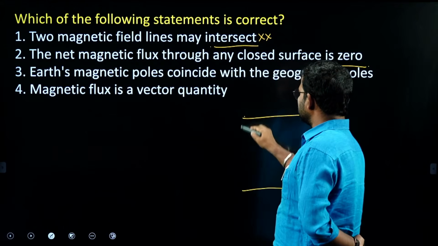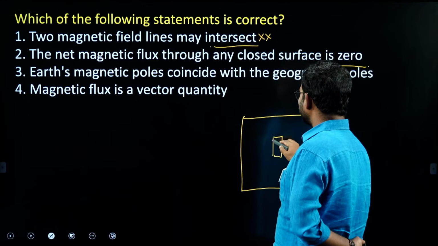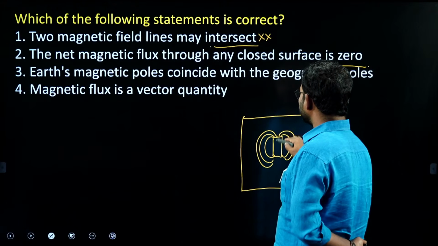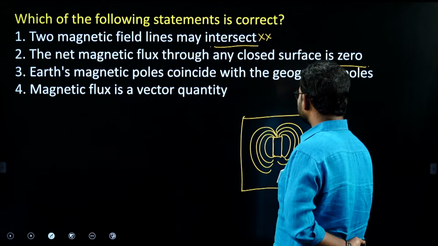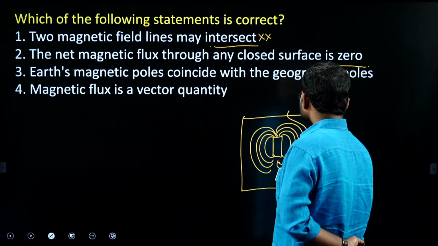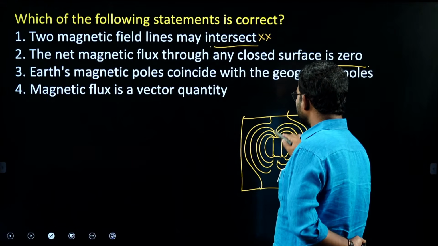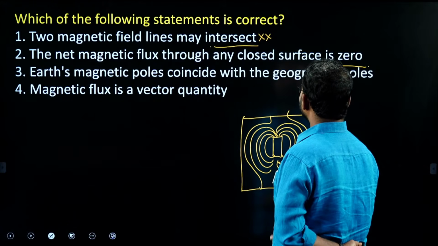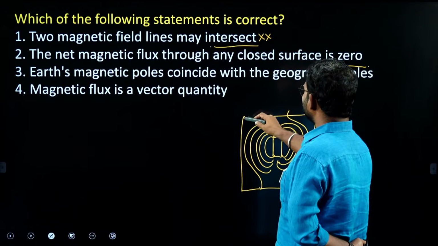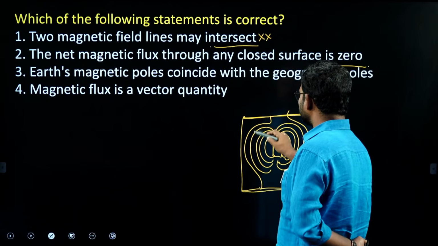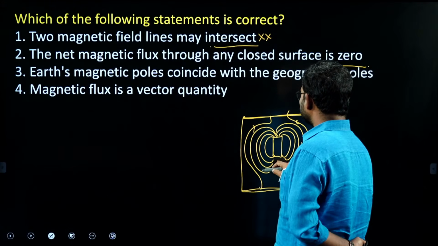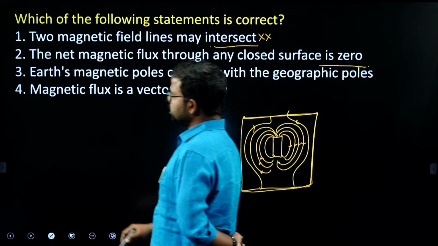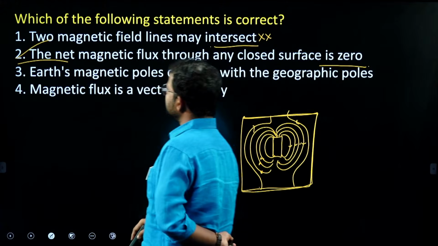If you consider a bar magnet, we get magnetic lines just like this. In a closed area, almost all these magnetic flux lines add up to 0, because it is an enclosed area. That's why the net magnetic flux is 0 here. Because of that, the answer is option 2 only.